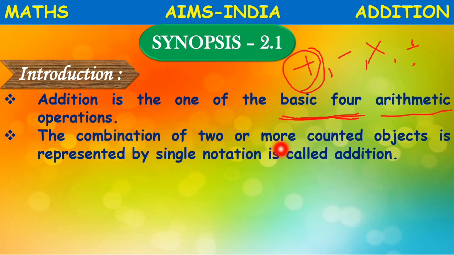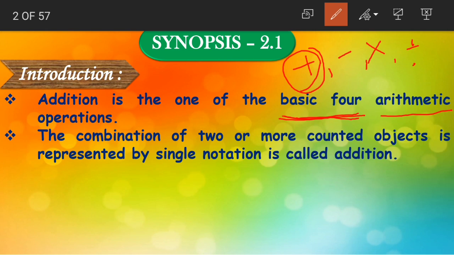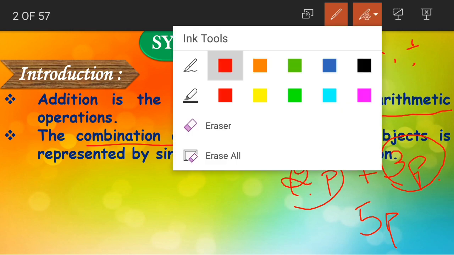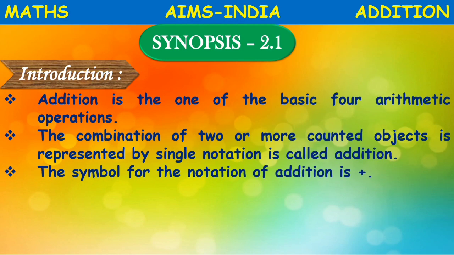The combination of two or more counted objects is represented by a single notation is called addition. What are they saying? What is addition? The combination of two or more counted objects. Like when I say I have two pencils, and my friend has three pencils. How many pencils do we have together? We combine these two objects. 2 plus 3 is 5. We have 5 pencils, right children? So the combination of counted objects is called addition.